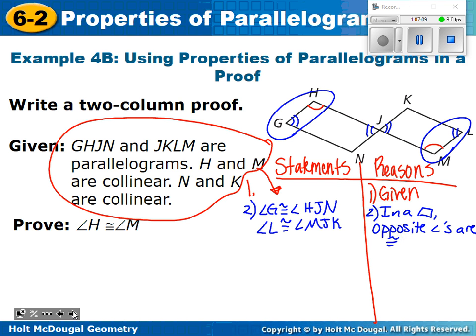All right, and then we said that those J angles are congruent to each other because they're vertical, right? So we need to say angle HJN is congruent to angle MJK. I'm just naming those two J angles. And that was by what? Vertical angle theorem. And so if G is congruent to HJN, but HJN is congruent to MJK, and MJK is congruent to L, we can say that what?